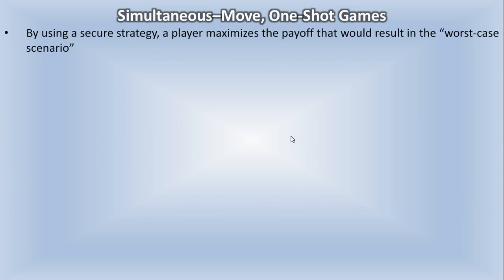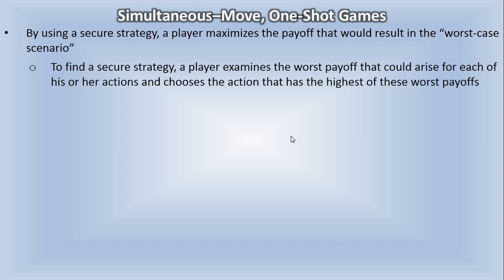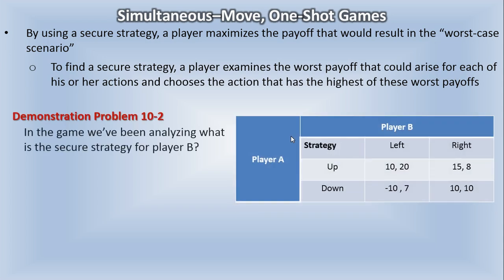All right, so by using a secure strategy, a player maximizes the payoff that would result in the worst case scenario. To find a secure strategy, a player examines the worst payoff that could arise for each of his or her actions and chooses the action that has the highest of the worst payoffs. So in the game we've been analyzing, what is a secure strategy for player B?